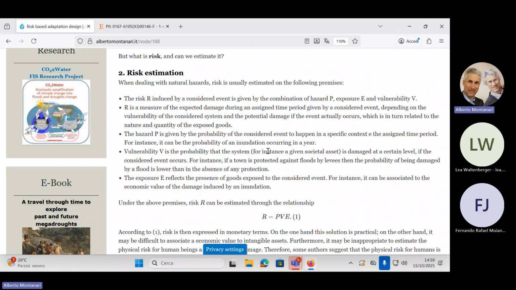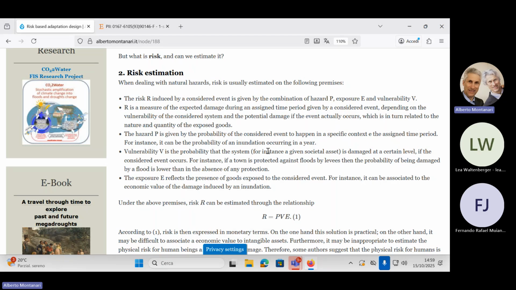So if you increase the intensity of the event, it means that the probability is reduced. And therefore it means that B depends on probability. So this relationship between these three factors is not adequately considered. And the same for exposure. It depends on the probability.